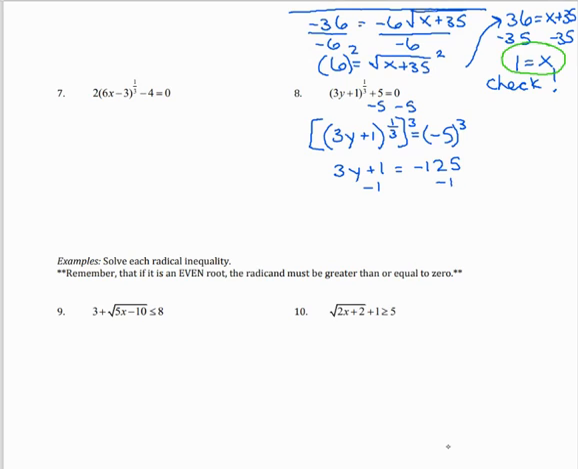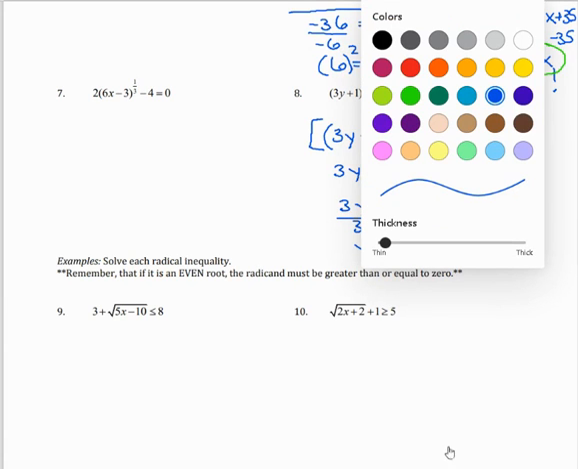Subtract our 1. 3y will equal negative 126. And now we divide by 3. And that gives me negative 42. Again, not as imperative that we check here because this 1/3 is a cube root. So extraneous values don't show up as often because it's okay to be negative. But we can double check that. So I'll do my check in green.